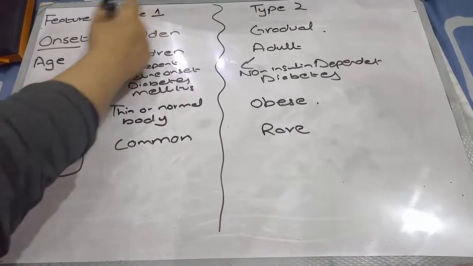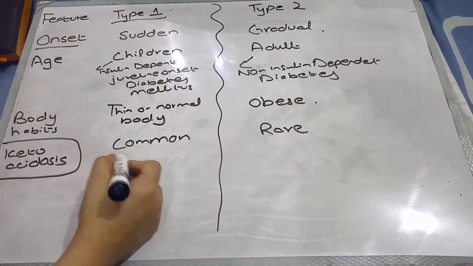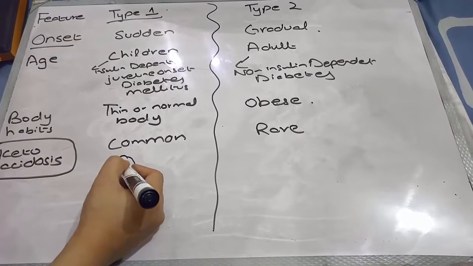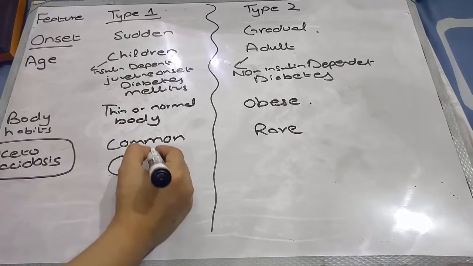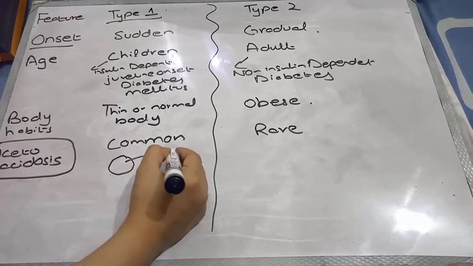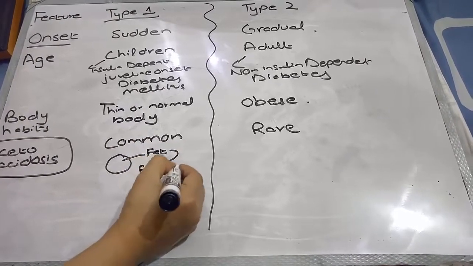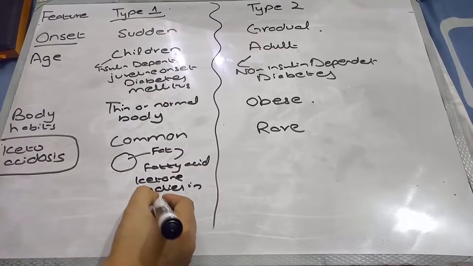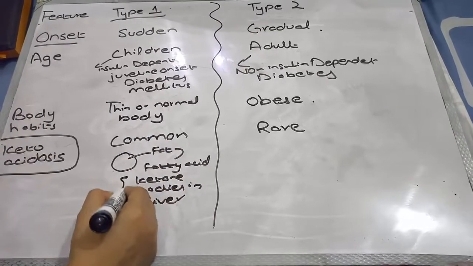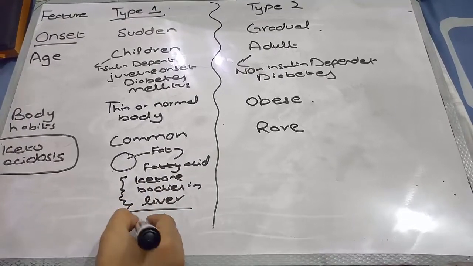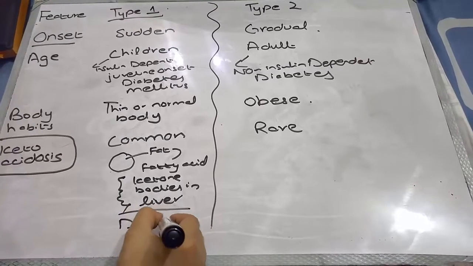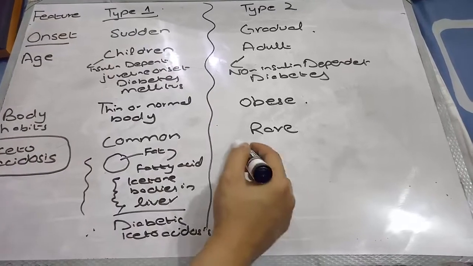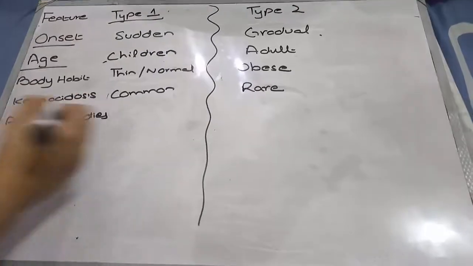In type 1 diabetes, we have discussed that they do not have insulin. And when they don't have insulin, the cell will obviously need energy to fulfill its requirement. It will begin to break down fat content, and these fats will convert into fatty acids. These fatty acids are converted into ketone bodies in the liver, and these ketone bodies will lead to diabetic ketoacidosis, a very serious complication. So this condition is more common in type 1 diabetes, whereas in type 2 diabetes it is rare.